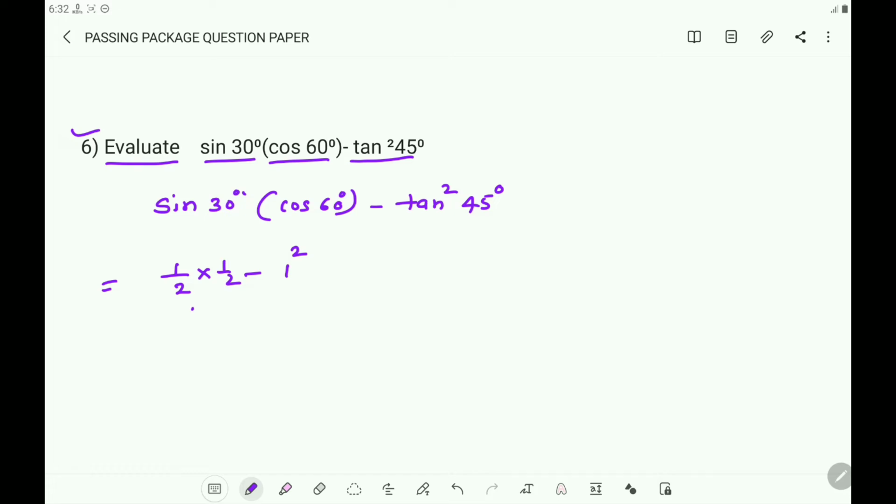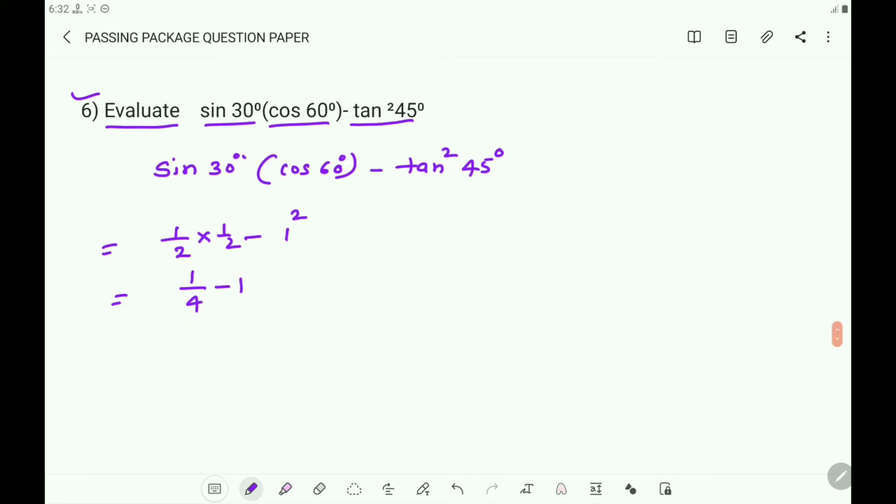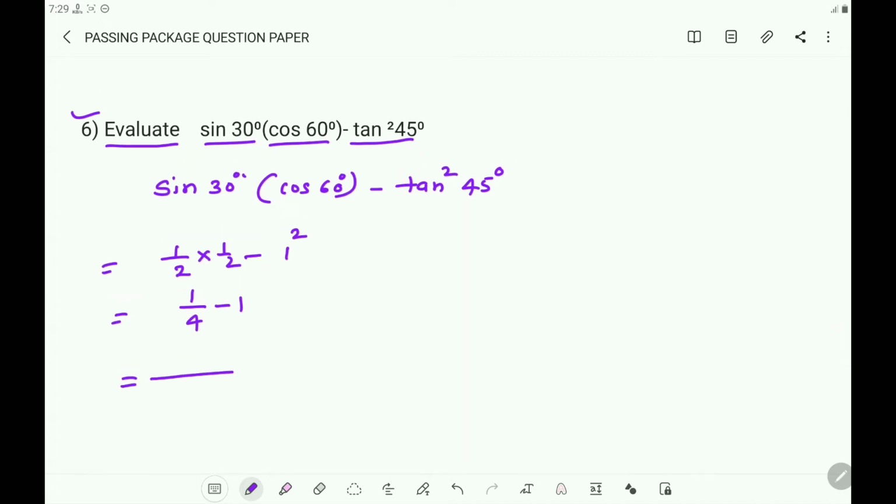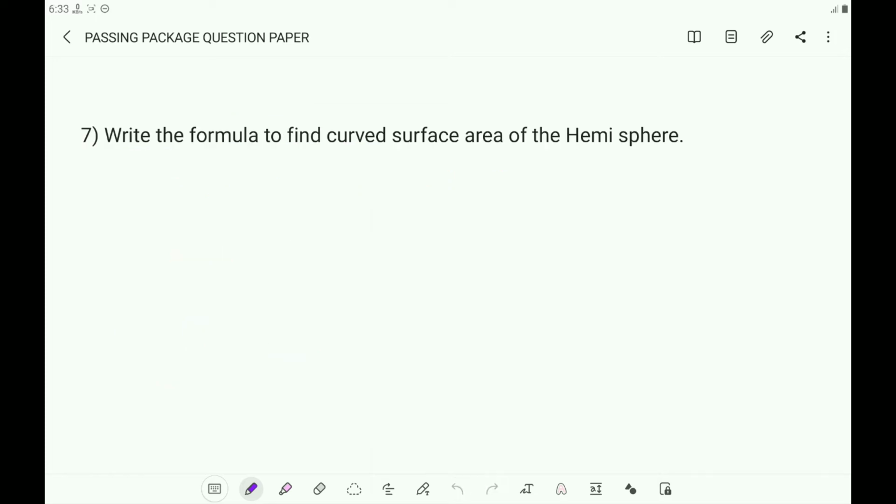Then half into half is 1 by 4. 1 by 4 minus 1, that you will get the LCM is 4. And the numerator becomes 1 minus 4, 1 fours are 4. That becomes 4. Then 1 minus 4 is minus 3 by 4. Minus 3 by 4. So sine 30 cos 60 minus tan square 45 is equals to what? Minus 3 by 4.